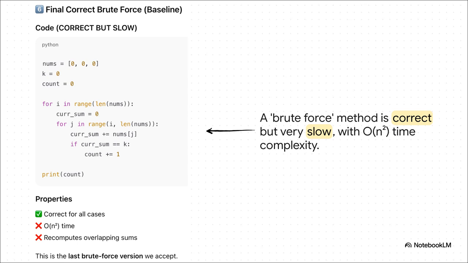So where do we go from here? Well, we could write a brute force solution, nested loops that literally check every single possible subarray. And hey, it would be correct.